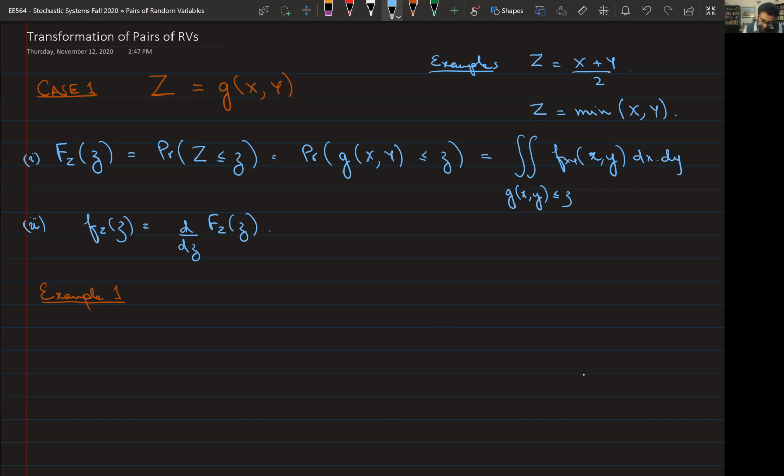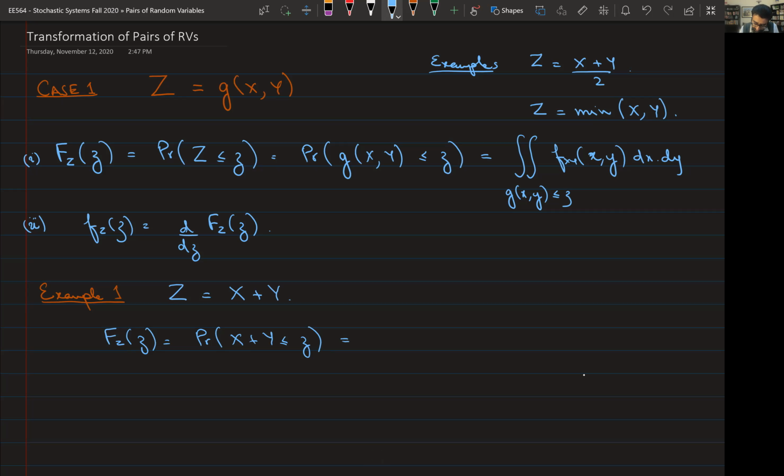And that example is z equals x plus y, or the sum of two random variables. Okay. So if z equals x plus y, I'll do this step by step. The first thing I do is compute the CDF. In order to compute the CDF, F_Z of z is the probability that x plus y is less than or equal to z. What is the probability that x plus y is less than or equal to z?